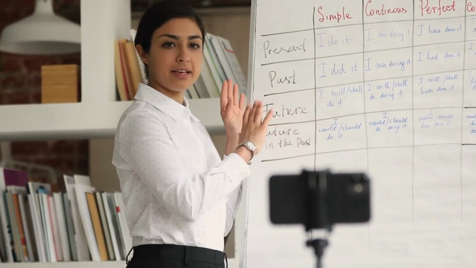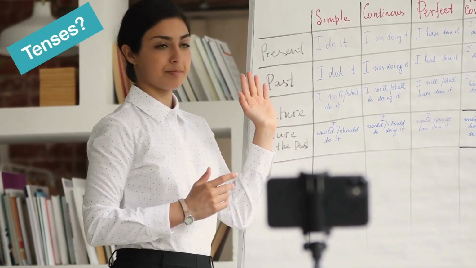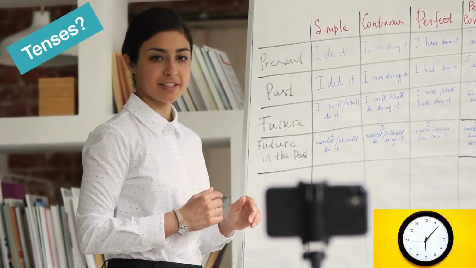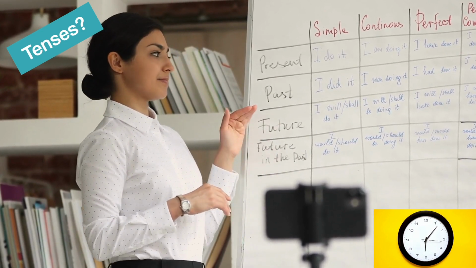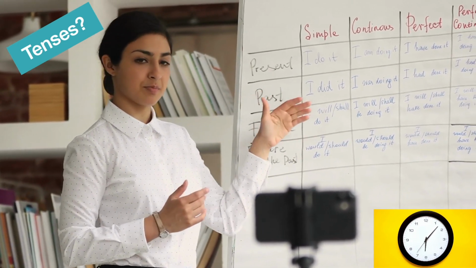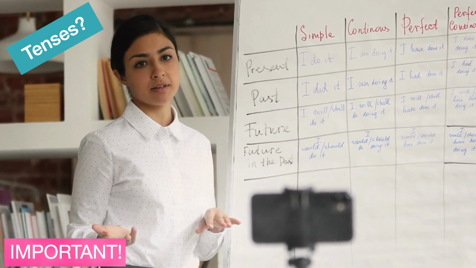Using the right tenses is like using the right time words when you are telling a story or explaining something. It helps you share information accurately and keeps the audience interested. Now, here's why they are important.